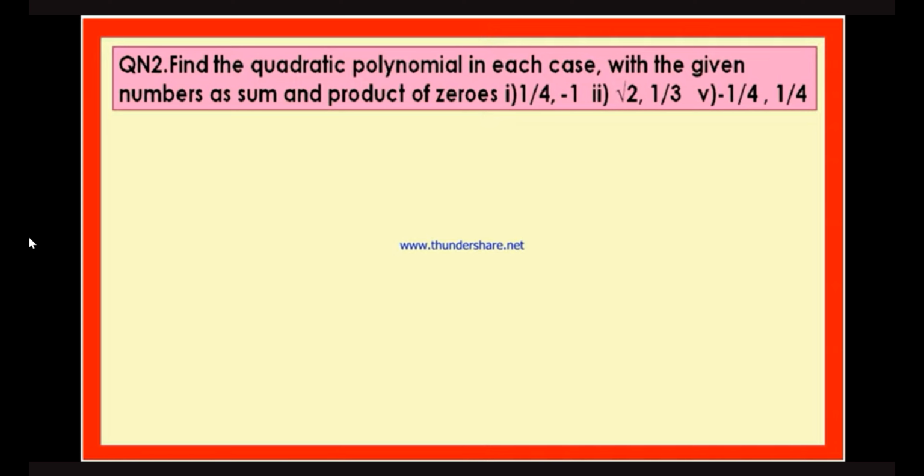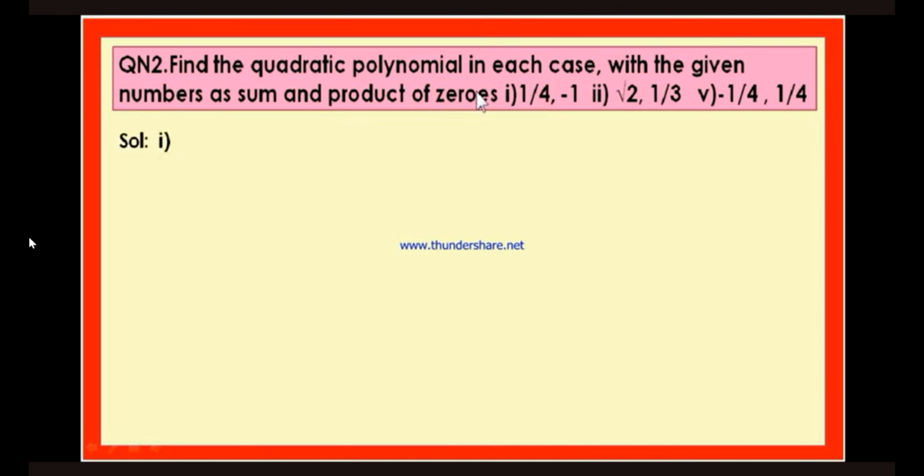I shall repeat. Find the quadratic polynomial in each case with the given numbers as sum and product of the zeros. The first bit 1 by 4 and minus 1, second bit root 2 and 1 by 3, and fifth bit minus 1 by 4 and plus 1 by 4. Please see here. We have given the sum of the zeros and also the product of the zeros. The first value represents the sum of the zeros and the second value represents the product of the zeros.